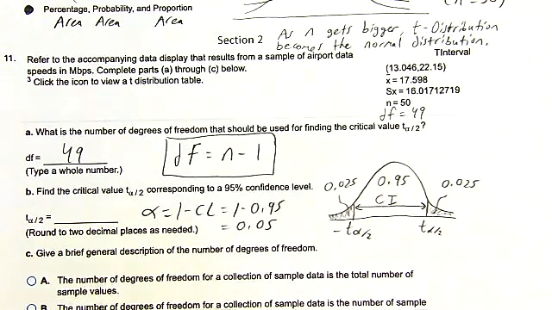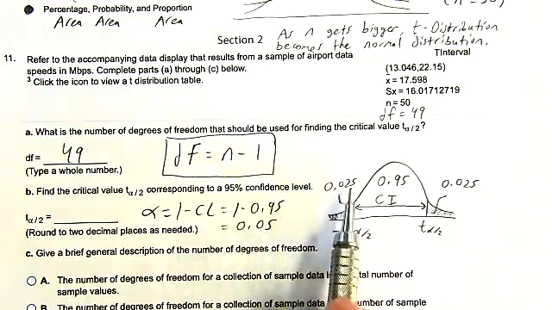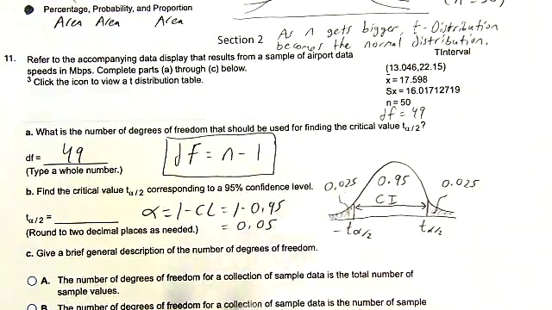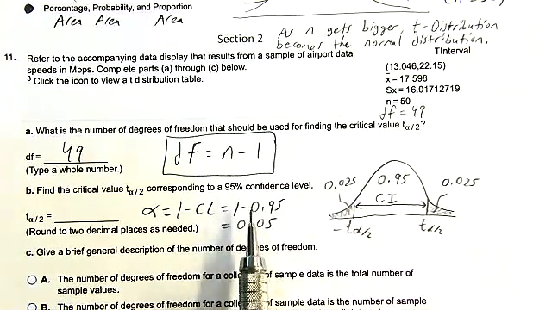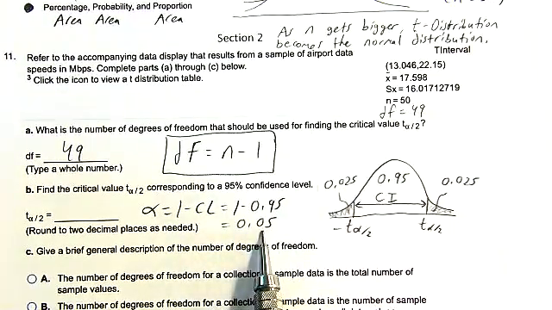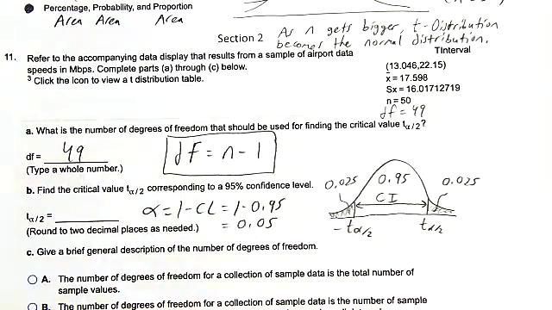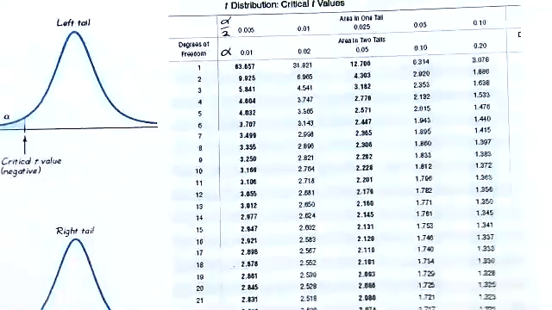And all we need to know is two things. Alpha over 2, or actually, let's go with alpha, that's easier. All I need to know is alpha, 0.05, and my degrees of freedom of 49. So here's how you use the table.